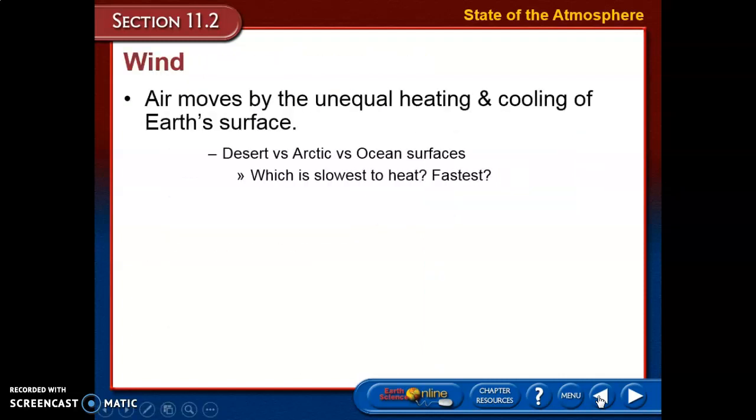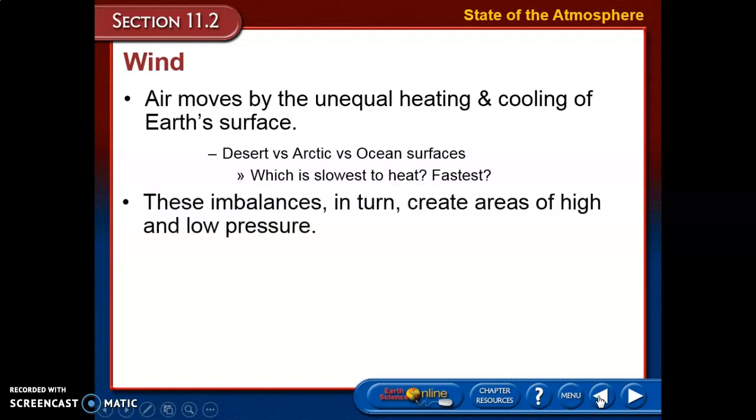All right, so wind. How do we have wind, which is part of the atmosphere? It is caused by the unequal heating and cooling of the Earth's surfaces. And when you do this, you get areas of high pressure and low pressure, which are going to be a big deal when we're talking about weather.